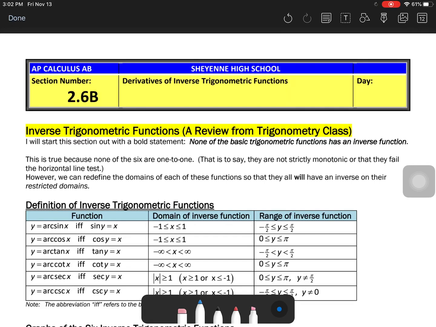Hey there, APKL class. We are going to take a look at, it's calling it section 2.6b, and it's going to deal with finding derivatives of inverse trigonometric functions.